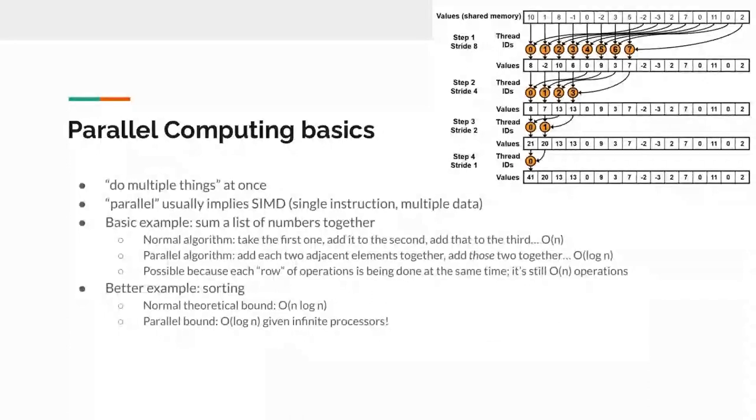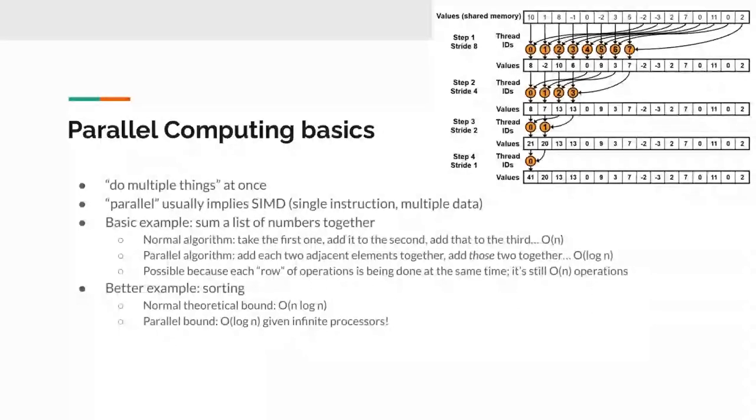This is possible because each quote-unquote row of operations is being done at the same time. Obviously, if you were doing this with a classical computer that could only do one operation at a time, it would still be 1, 2, 3, 4, 5, 6, 7, 8, 9, 10, 11, 12, 13, 15 times, O of n. It would take 15 steps. However, here we can do it in 4 with a parallel computer. That's good enough. A better example is sorting.